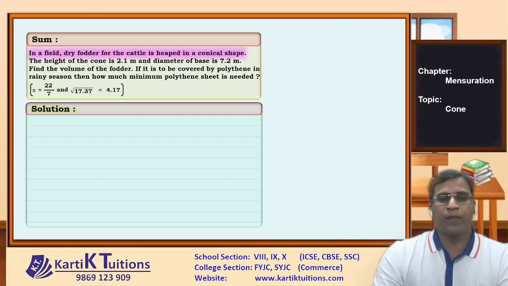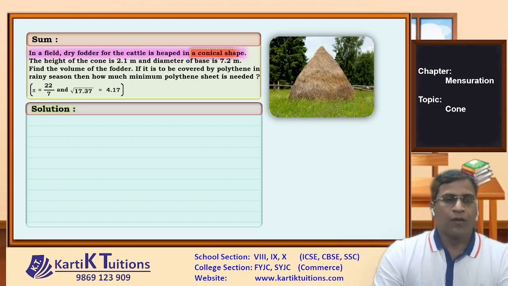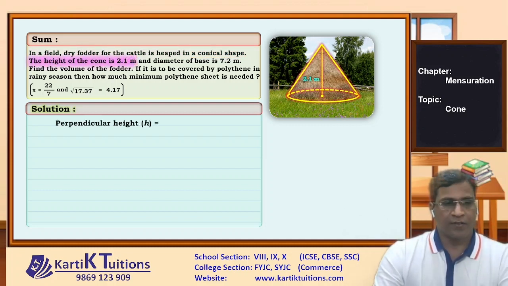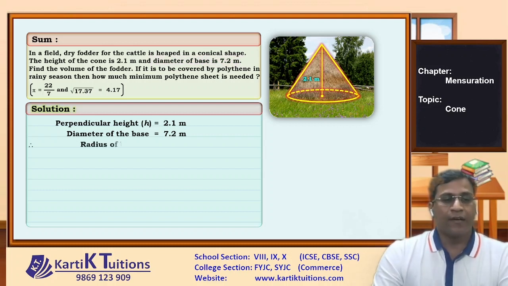Now देखो, shape given is conical. Then what else is given? They have given us the height. How much is the height? 2.1 meters. The diameter of the base is given to us as 7.2 meters. अभी diameter दिया तो उससे क्या मिल जाएगा? Radius. What is radius? Diameter upon 2. So 7.2 upon 2 will give us 3.6 meters. The basic requirement तो अपना हो गया.